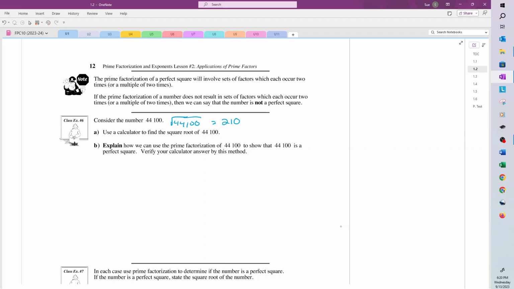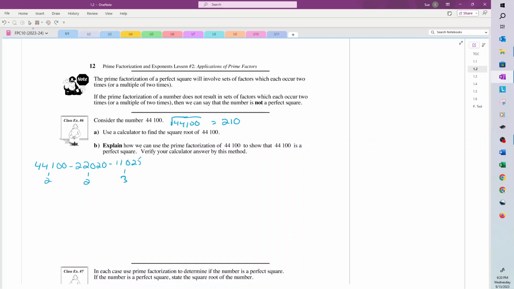Let's do the example and see how we use the prime factorization to show that it's a perfect square. So I'm going to factor it. 44,100, if I divide that by 2, I get 22,050. And if I divide that by 2, I get 11,025. And I divide that by, oh, that doesn't divide by 2. What am I doing? I divide that by 3.